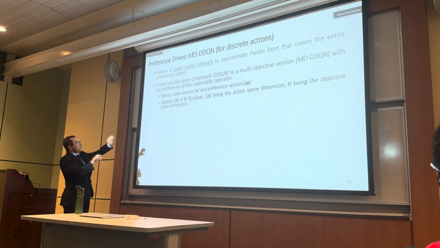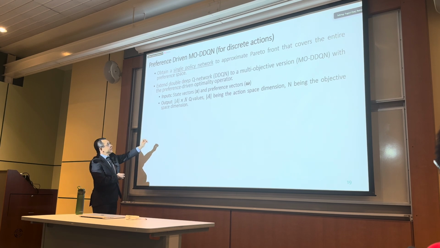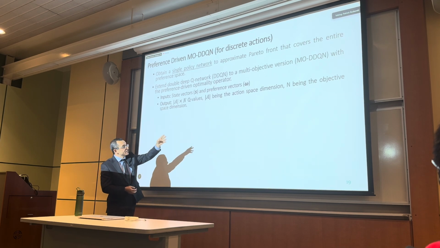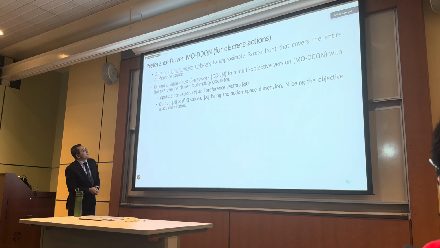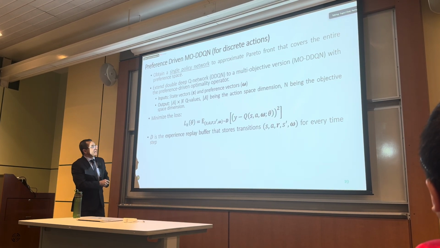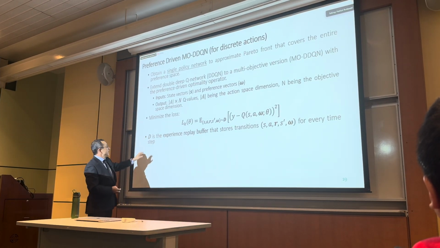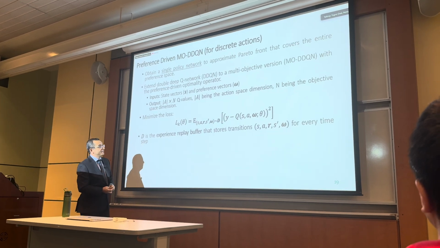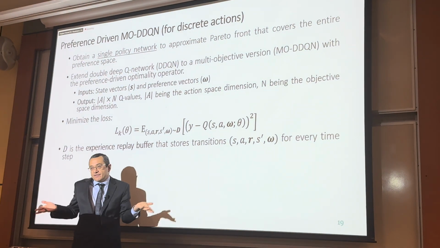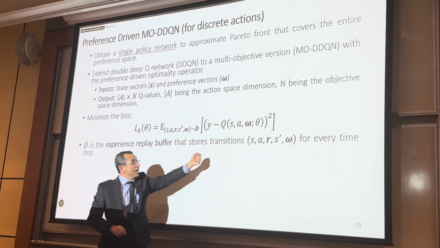So here, for example, the state vector is S, the preference vector is omega. There are n of these Q values for the n objectives, A is the action space, and n is the objective space dimension. Having these inputs and outputs, the question is, let's minimize this loss. Here, D is the experience replay buffer we sample from. If you think about it, this part is nothing different than this. The only trick here is this and that.